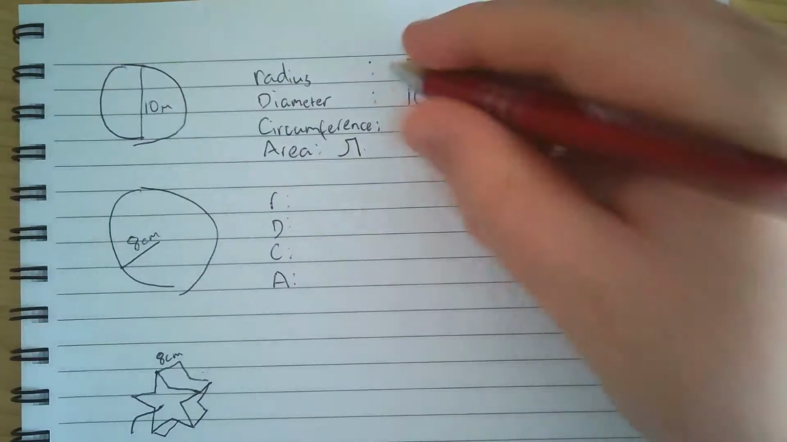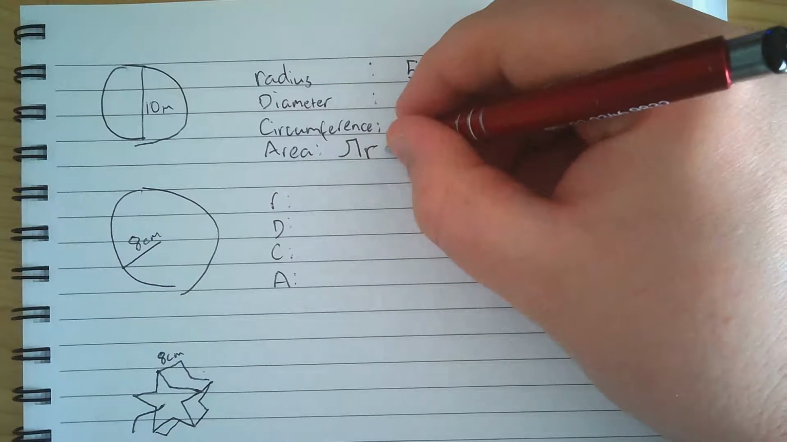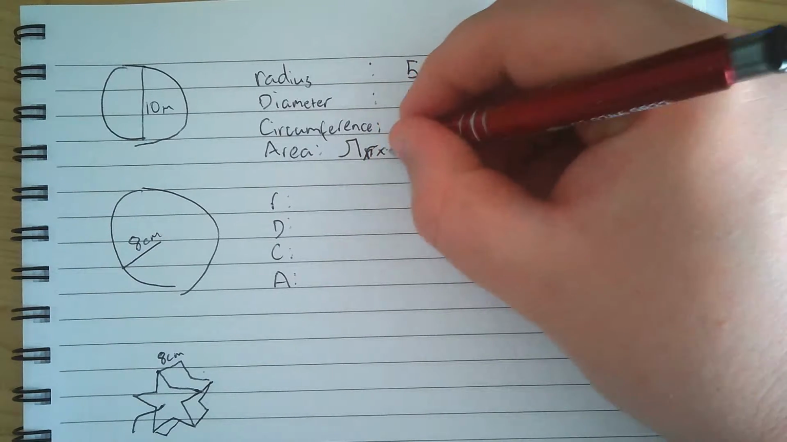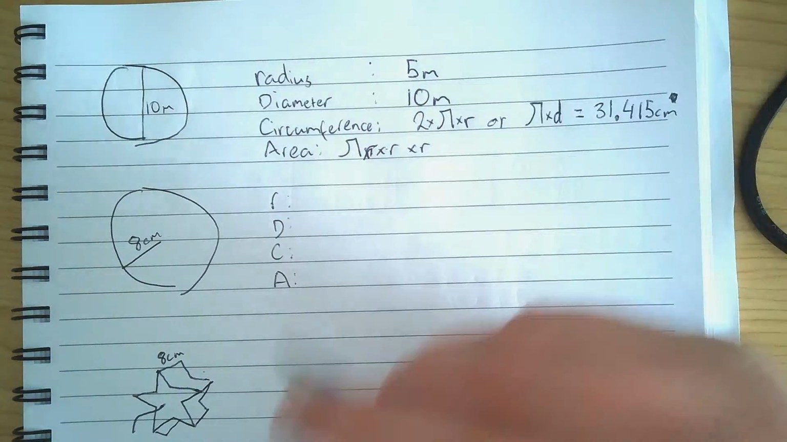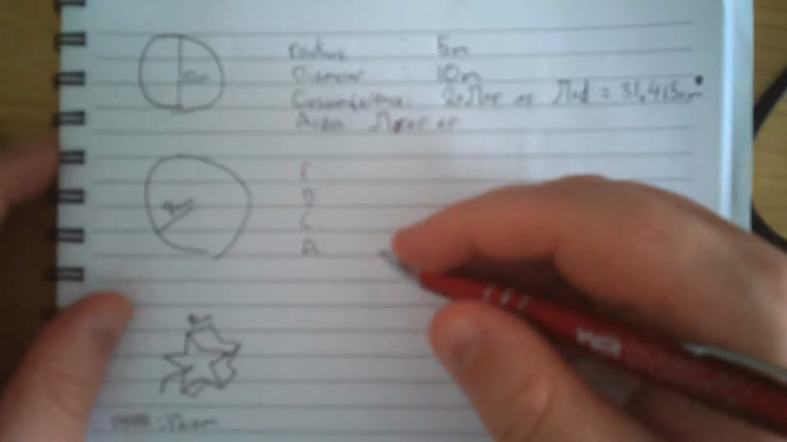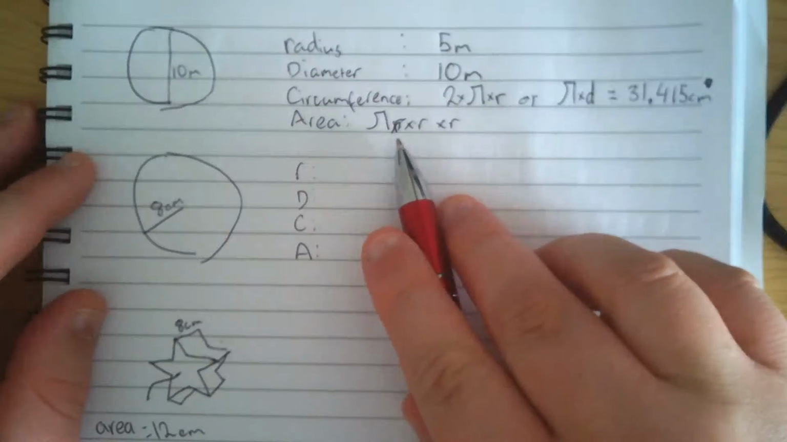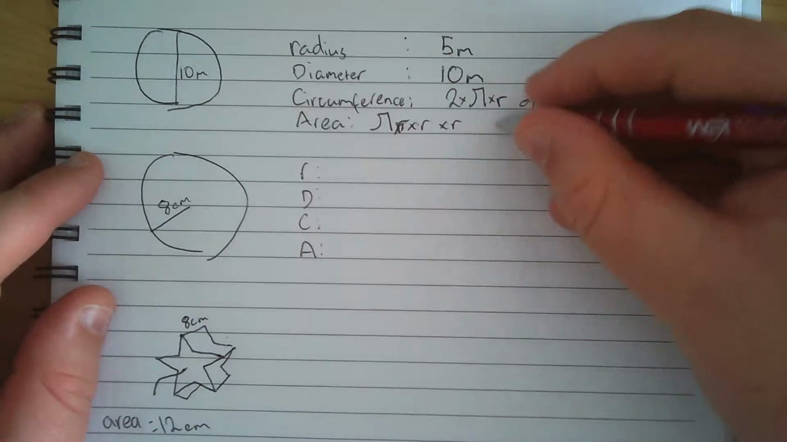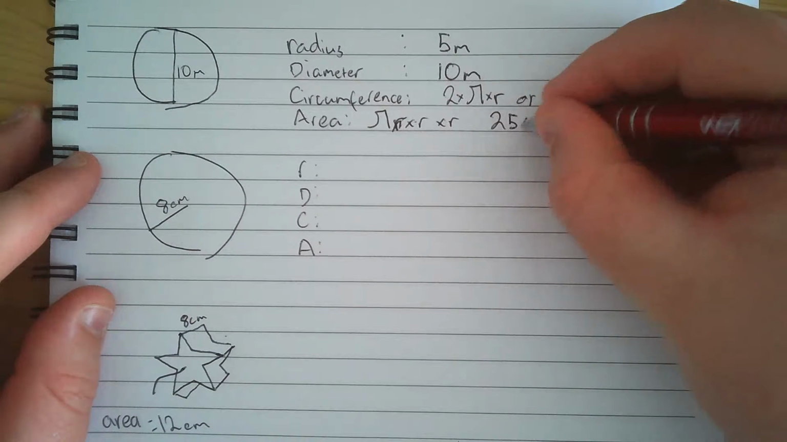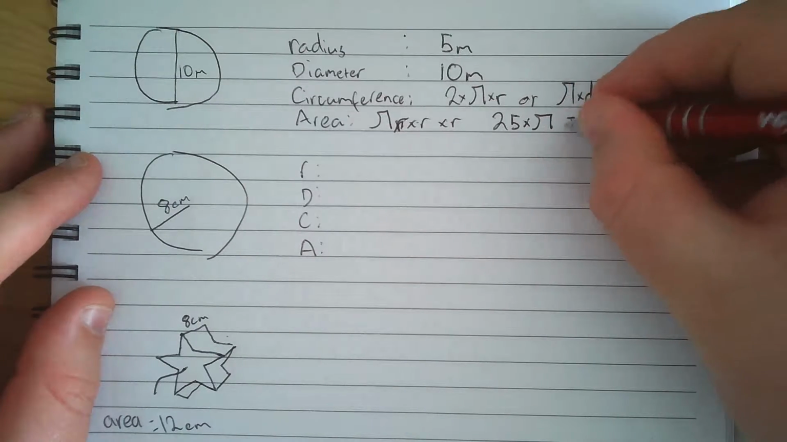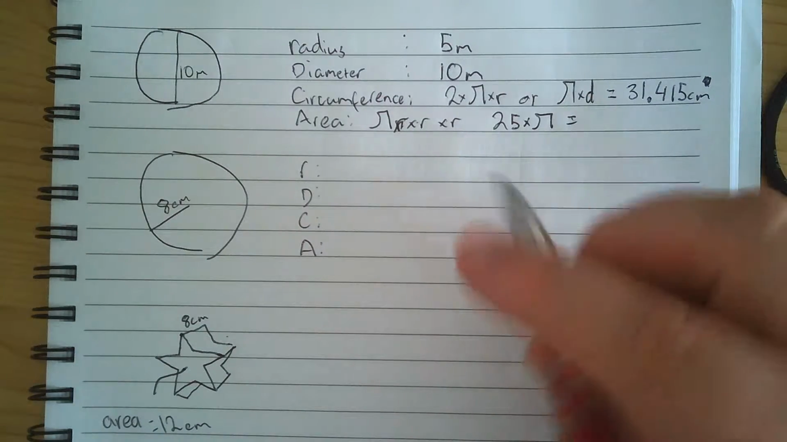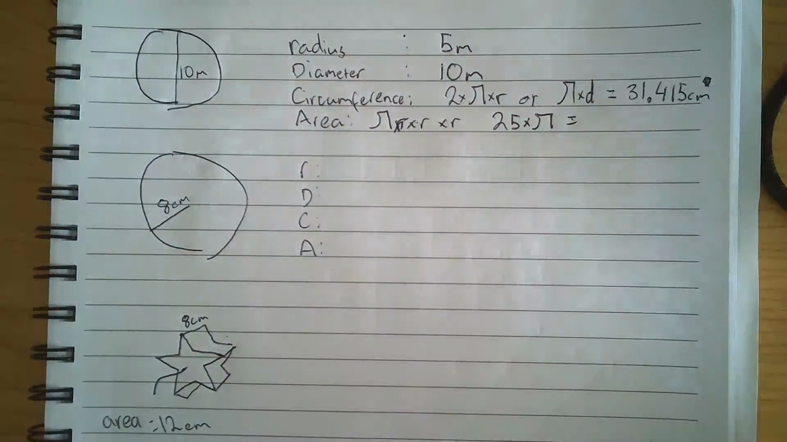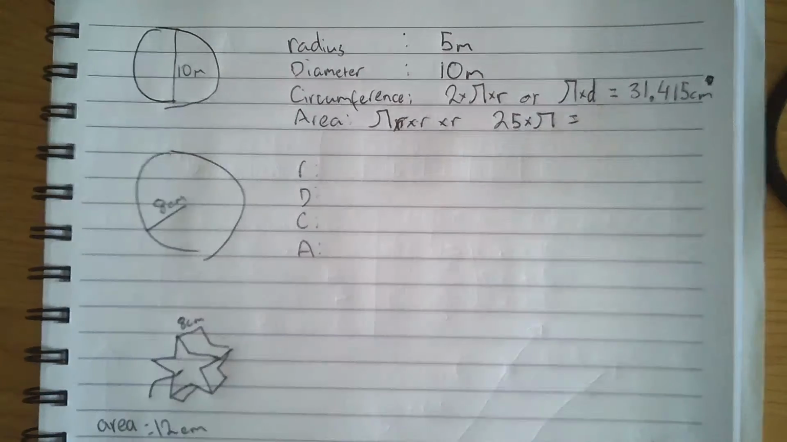And for the area, it's pi times the radius times the radius. So pi times the radius squared is another way to think of it. So the radius in this case is 5. 5 times 5 is 25. So 25 times pi, whatever pi is. You put that into your calculator, which I'm going to quickly do just to get a good idea.